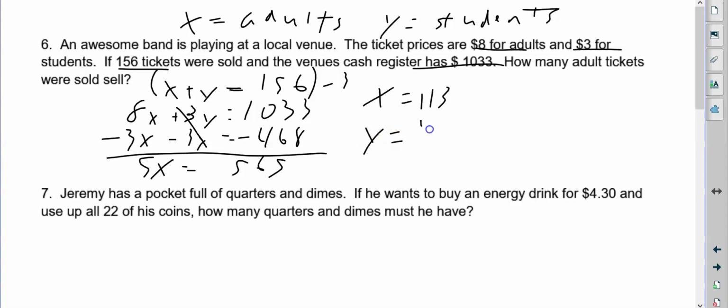Which means Y is 43. So 113 adult tickets and 43 student.